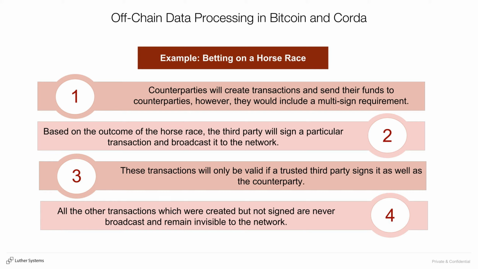And then up front, you would have the counterparties create the transactions to send their funds to the other counterparties, and they would create all these transactions up front, but the transactions would have what's called a multi-sig requirement, meaning they're only valid if this trusted third party signs it and the counterparty signs it. And so they would then send these unsigned transactions to the trusted third party, and then depending on the result of the horse race, the trusted third party would then sign the correct transactions and broadcast that to the network.